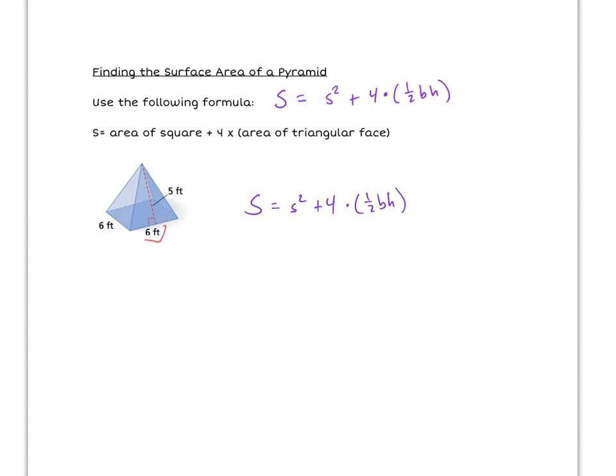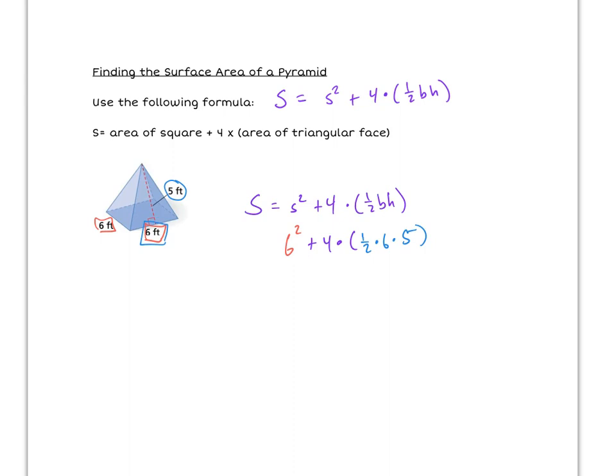The square is 6 squared plus 4 times, and for our triangle we have a base of 6, so 1/2 times my 6 times a height of 5. So then you would just plug all those numbers right into your calculator. Make sure you're pushing the right buttons. Make sure you're putting parentheses in where you need to make sure you get the right answer.